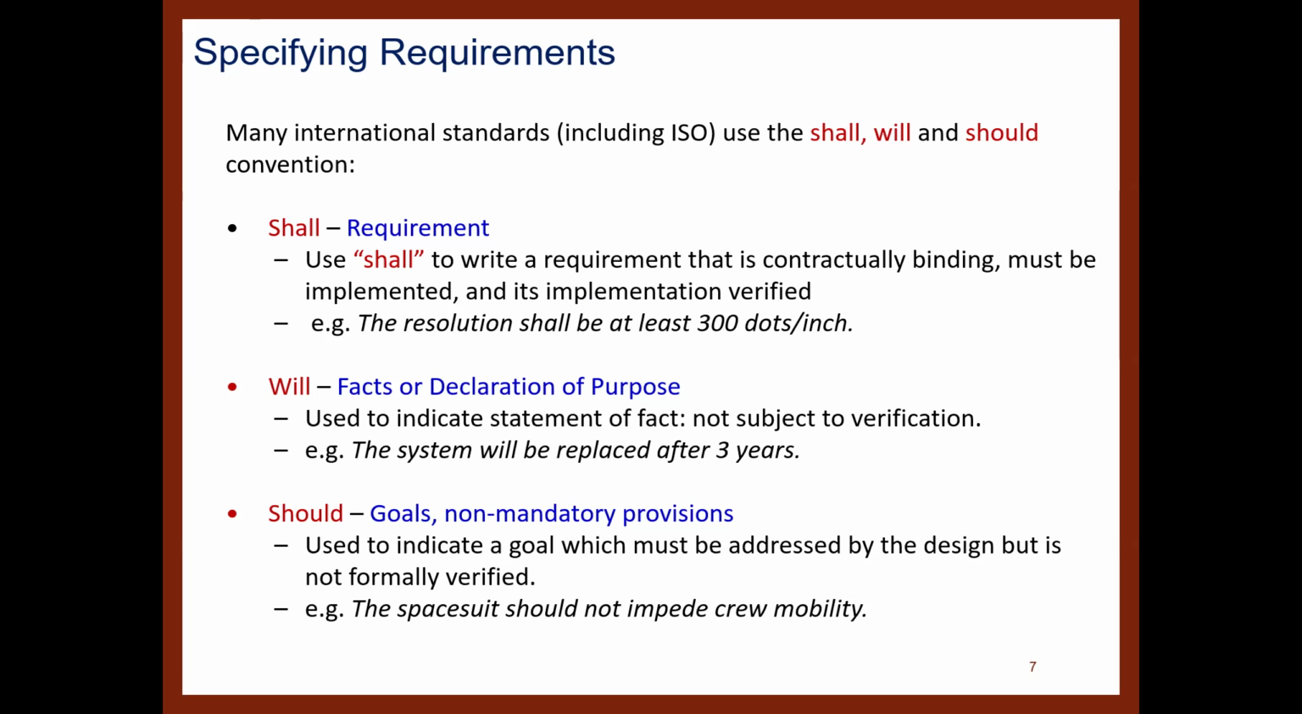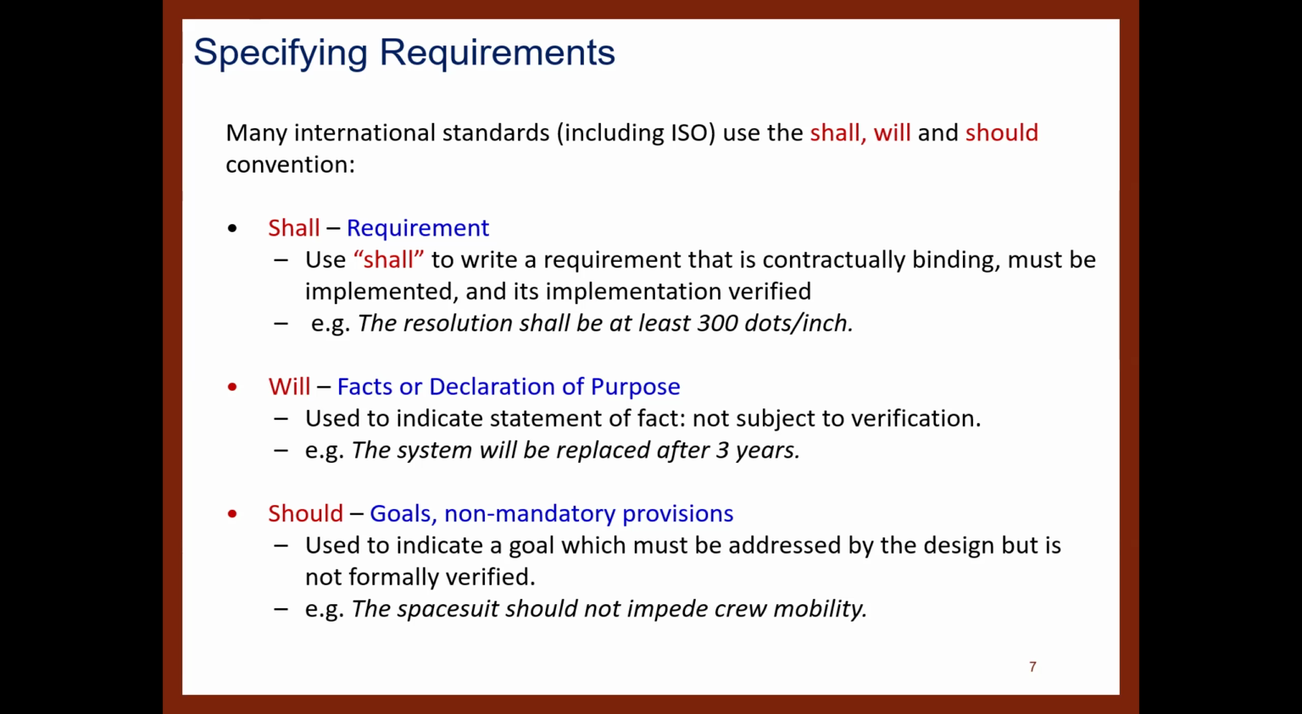So, for example, the spacesuit should not impede crew mobility. There's no specific way for you to verify that unless you get some feedback from the people wearing the spacesuit, in this case. Okay, so there's goals. These are the things that we need to achieve, but they're non-mandatory provisions, not formally verified. So these are the 3 words that we're going to be using to state our requirements.